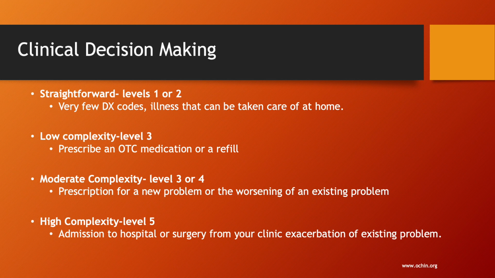Okay? So I want you to remember: straightforward, level 1 or 2; low complexity, level 3; moderate complexity, level 3 or 4; and then high complexity, level 5. I'm going to show you a chart with a little more detail, but I do want you to think there are 4 levels when you're thinking about it that way. Okay?